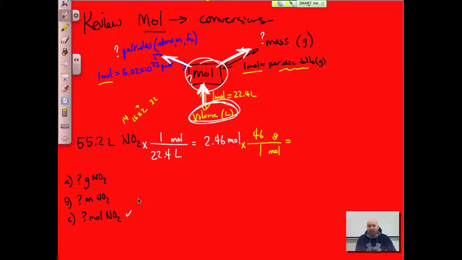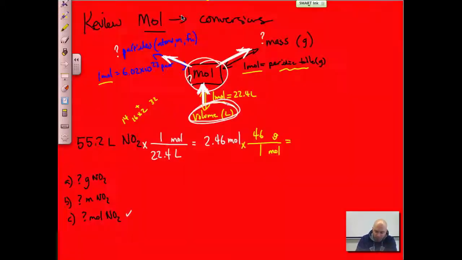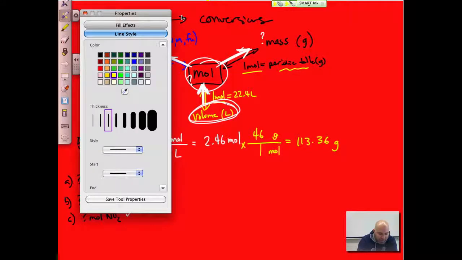Because it's in the numerator, I'm going to multiply. So 2.46 multiplied by 46 equals 113.16 grams. So I now have that one. And do I have another bright color here? Maybe this light blue will work.